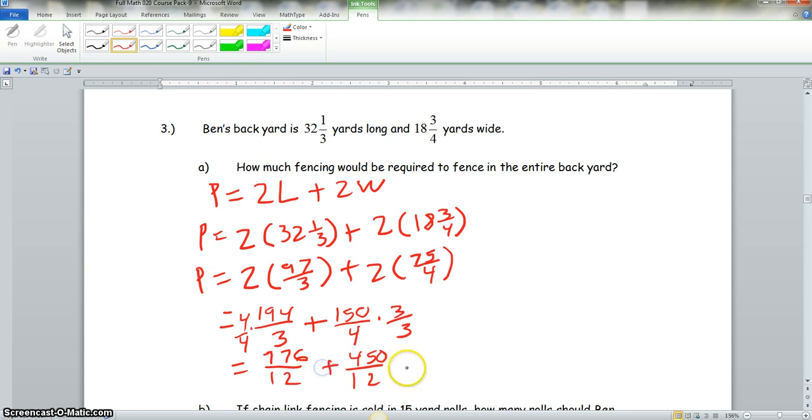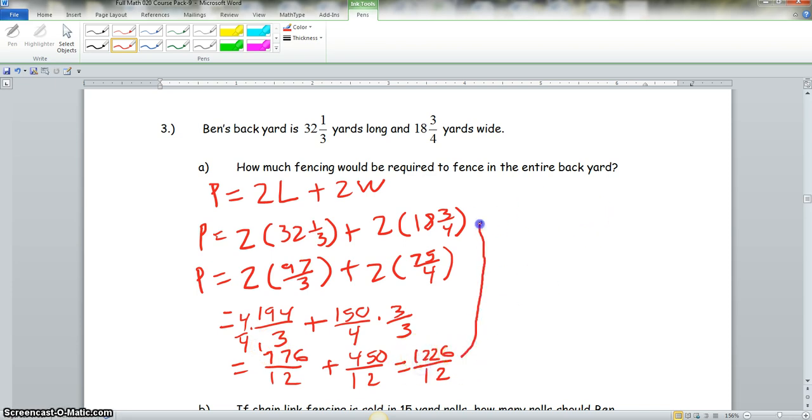Now, we add these two together, and this will give us still the denominator of 12. We have 6, 12, carry our 1. So this will give us 1,226 over 12.